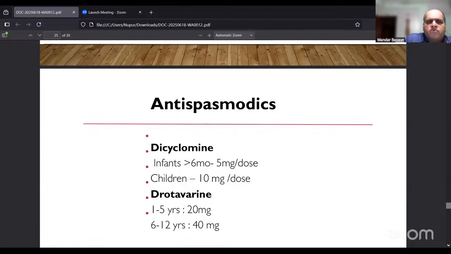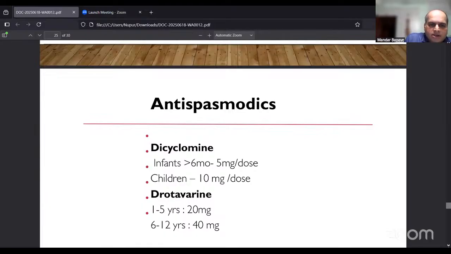Now, I would be very, very worried to give dicyclomine to even a child up to 1 year because dicyclomine has its own side effects. Dicyclomine, if given for, say, colics in less than 6 months, has incidences of apnea. It can give rise to a lot of sedation. So I usually don't advise giving dicyclomine in less than 6 months. In a little older kid, one can give dicyclomine in a dose of 5 milligram per dose. In children, we can give up to 10 milligram per dose.